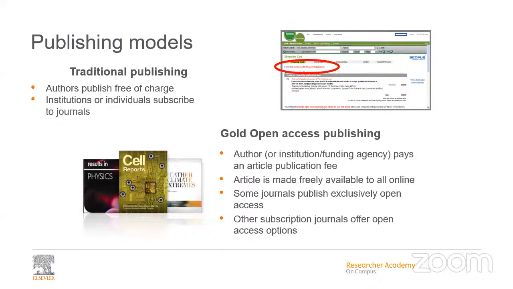Okay? And let me ask you, so if traditional publishing means that as an author I don't pay anything, but only people with subscriptions can read my article, and Gold Open Access means that I will pay the article processing charge, and everybody will be able to read it for free, let me ask you one thing here. Which do you think is more used than the other?